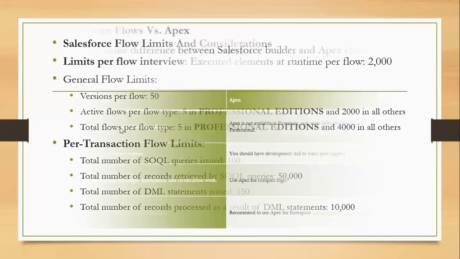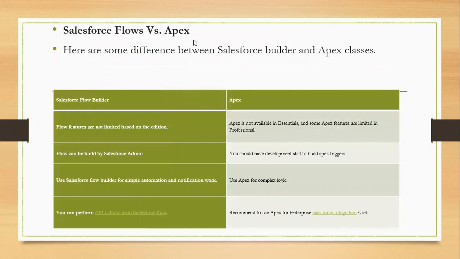Next, Salesforce Flow versus Apex. Here are some differences between Salesforce Flow Builder and Apex classes. Salesforce Flow Builder features are not limited based on the edition. Flows can be built by a Salesforce admin. Use Salesforce Flow Builder for simple automation and notification work. You can perform an API callout from Salesforce Flow.